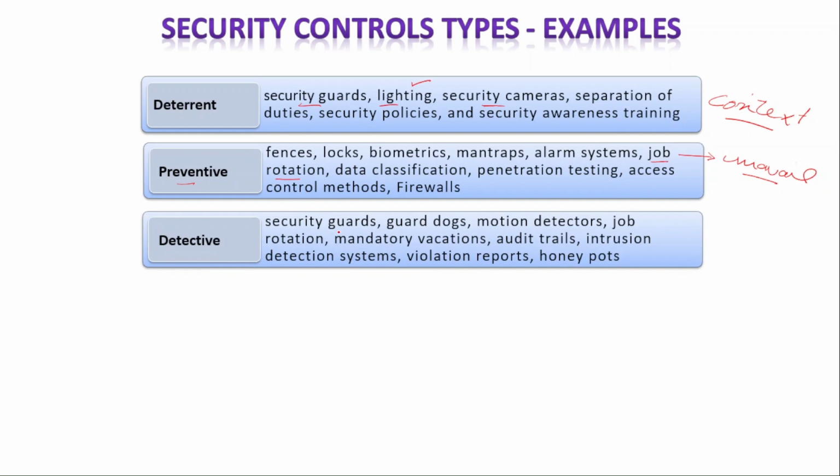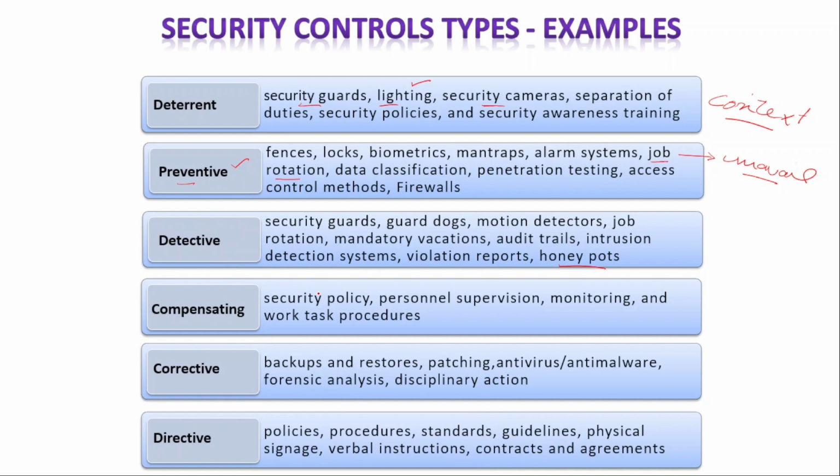Detective, again, we have the security guards, as we can see that this is both detective as well as deterrent. And again, the guard dogs, motion detectors, job rotation, mandatory vacation, audit trails, intrusion detection system. So IDS, intrusion detection system, is detective, while IPS, intrusion prevention system, will be in preventive. And violation reports and honey pots.